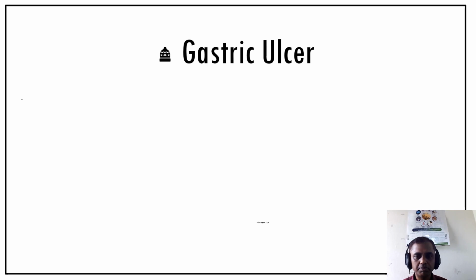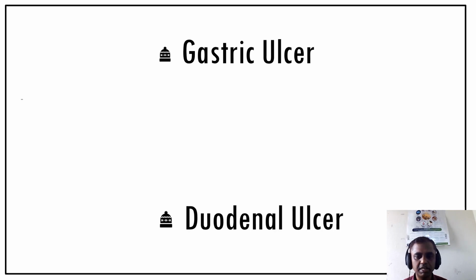So we have broadly divided it into two types, gastric ulcer and duodenal ulcer. Simple understanding: if the ulcer develops in the gastric region, it is known as a gastric ulcer, and if the ulcer develops in the first part of the duodenum, it is known as a duodenal ulcer. Let us discuss the difference between gastric ulcer and duodenal ulcer.